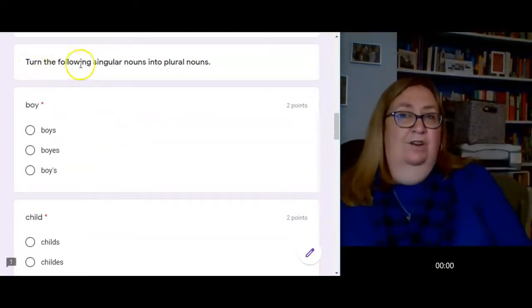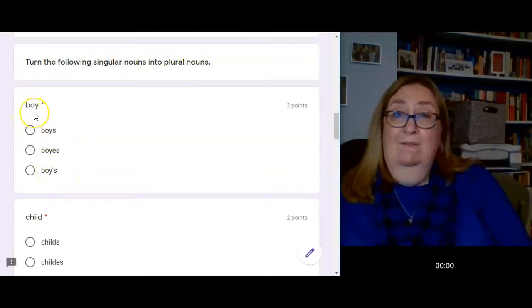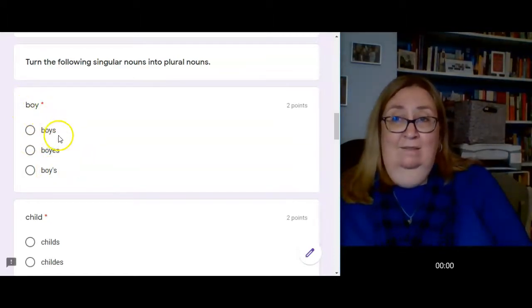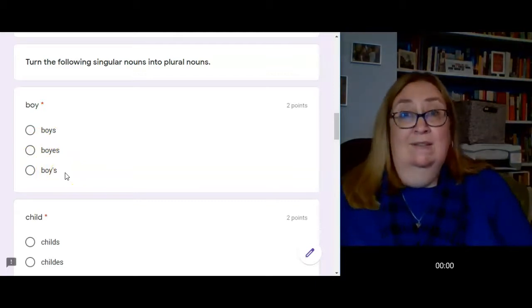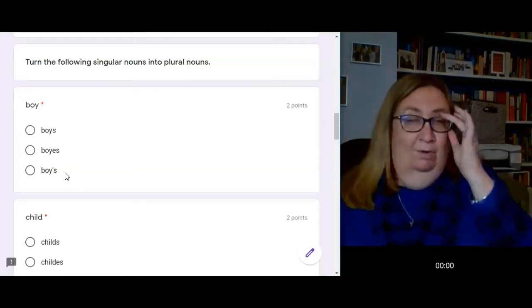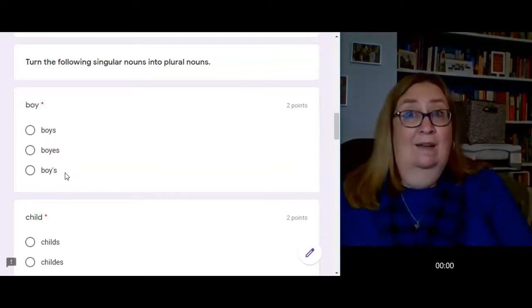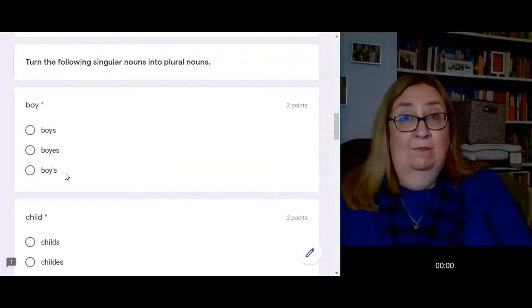Then it's going to ask you to turn the following singular nouns into plural nouns. So I've given you some tricky ones, and I've given you some not so tricky ones. Boy, do I add an S? Boys, do I add an ES? Boys, do I add an apostrophe S? Let me ask you this question. Have I said a single thing about an apostrophe? I have not, because you never use an apostrophe to make anything plural. Apostrophe shows possession, and we'll talk about that next time. This time, no. Don't choose anything with an apostrophe.